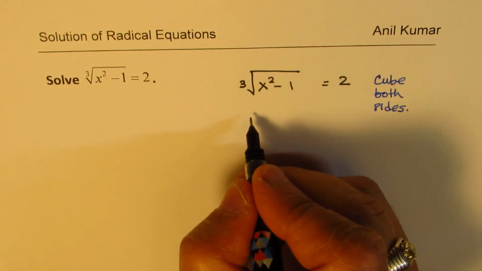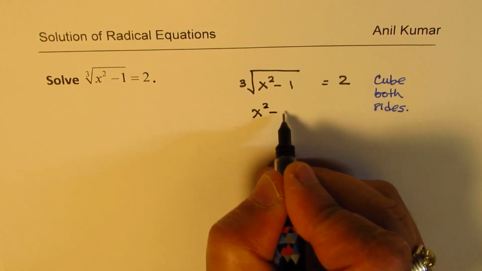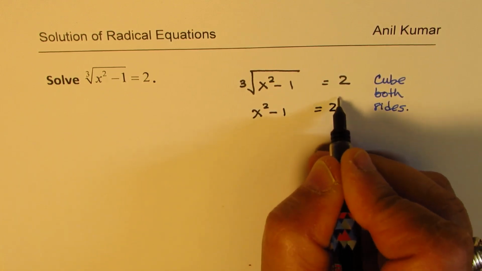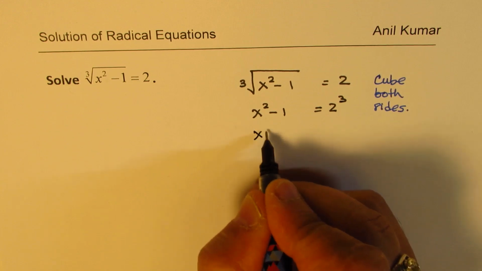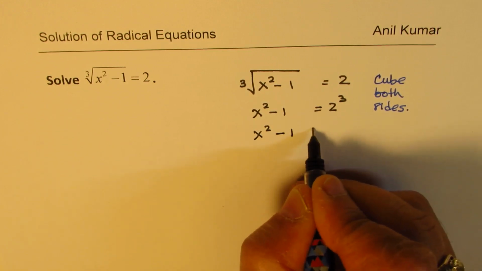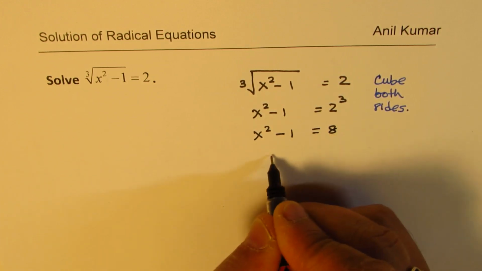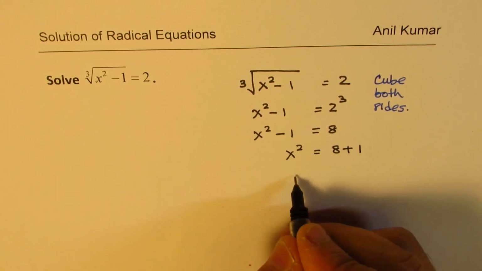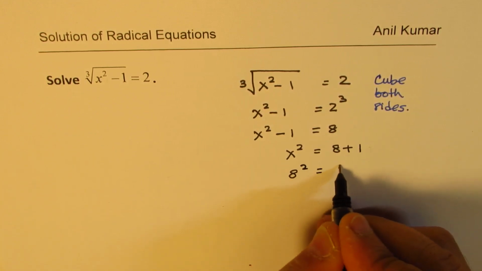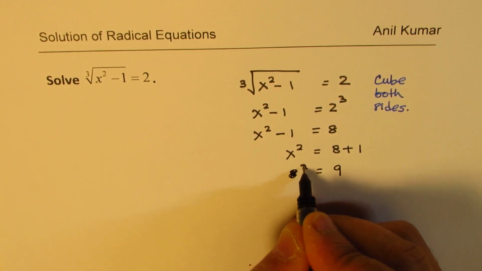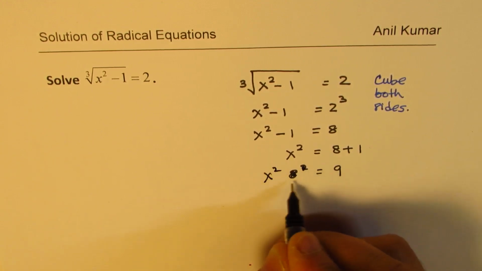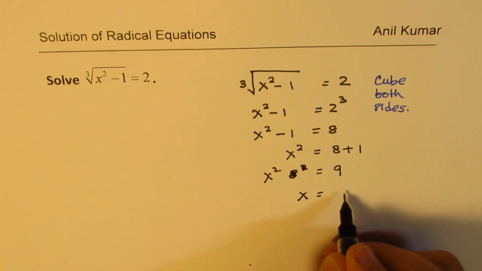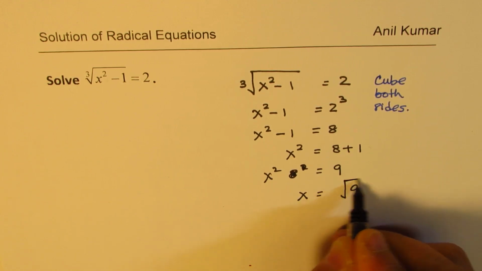So if we cube both sides, we get x square minus 1 equals to 2 cube. So we get x square minus 1 equals to 8. Taking 1 on the right side, we get x square equals to 8 plus 1. So x square is 9. So x will be equal to square root of 9.